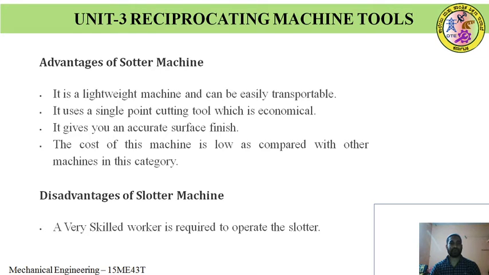It gives you an accurate surface finish. The slotter machine gives an accurate surface finish compared to the planer machine, which has n number of tools, 4 to 5 tools. So surface finish and accuracy are difficult to achieve in the planer machine because of the heavy machines, large components that have to be handled, and the number of tools. But in the slotter machine and the shaper machine, we use only one cutting action at a time. So cutting accuracy and surface finish are very good compared to the planer machine.